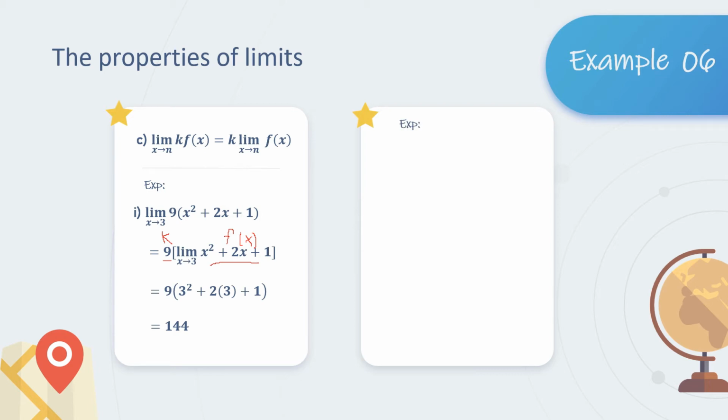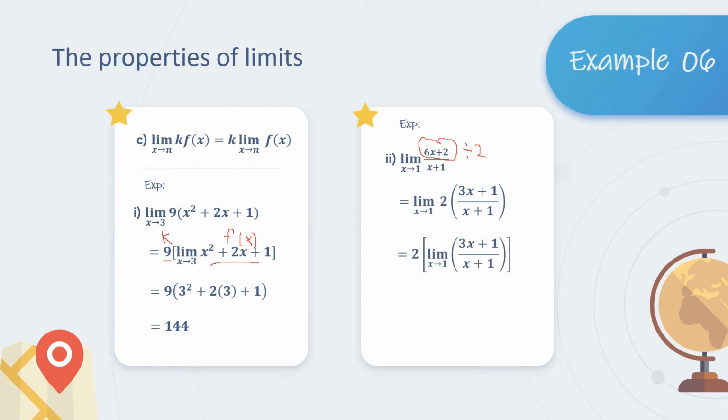Example 2. Given the function, the limit of 6x plus 2 divided by x plus 1 as x approaches 1. From here, we can see that the numerator can be divided by 2. Rearrange the given function according to the properties of limits. Substitute 1 into the function. Then we get the answer of 4.